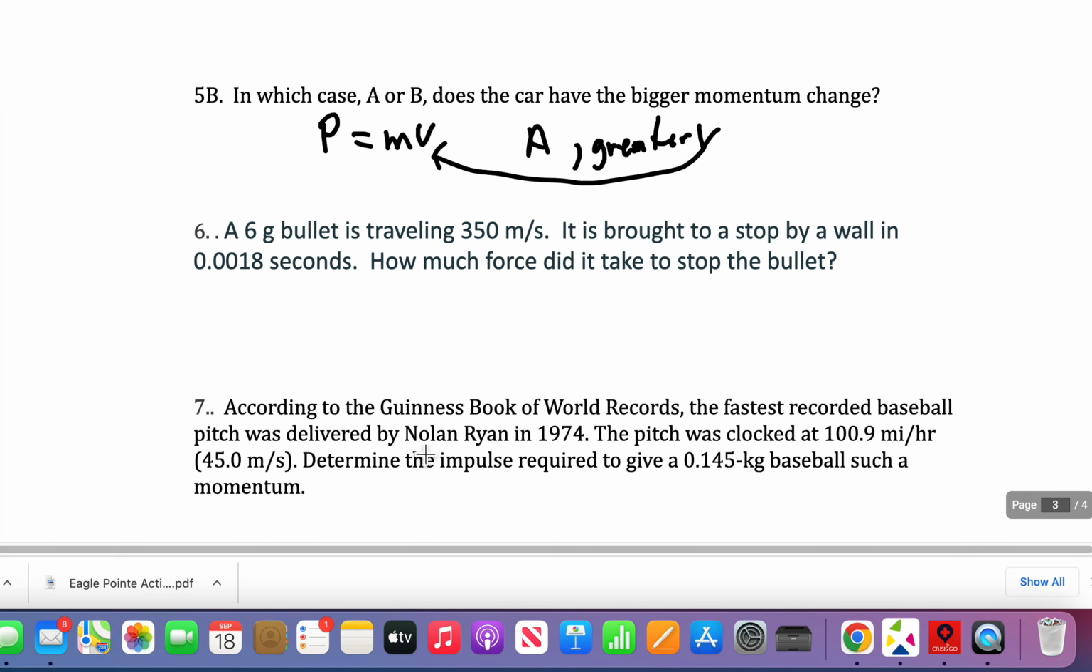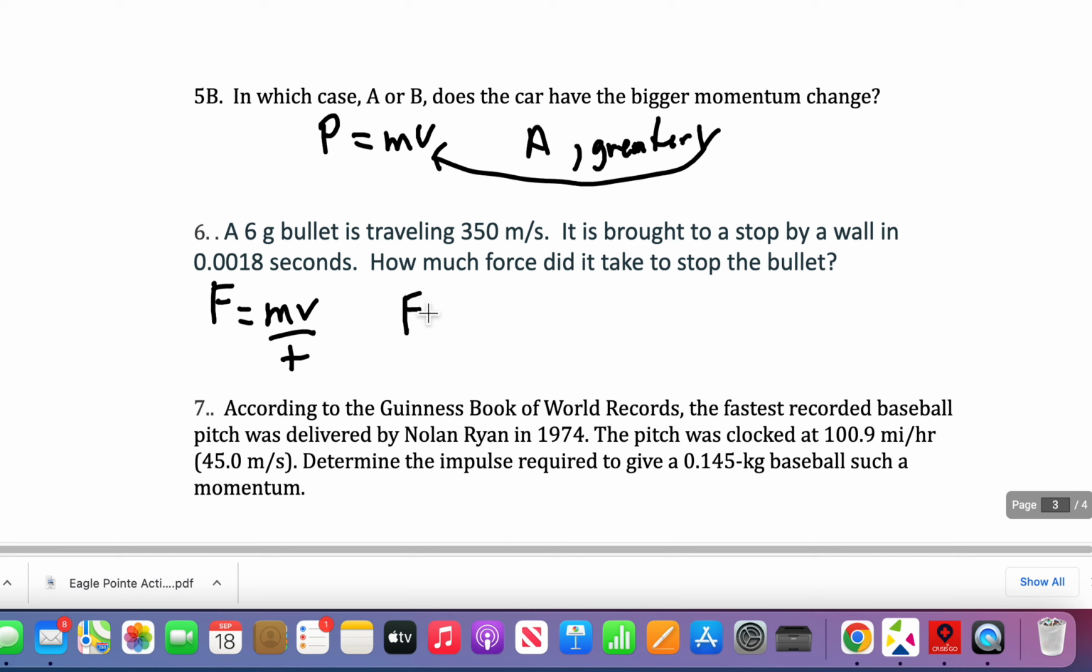Okay, number 6. A 6-gram bullet is traveling 350 meters per second and is brought to a stop by a wall in 0.0018 seconds. How much force did it take to stop the bullet? This equation will be on the board for you. So force is going to be equal to mass times velocity over time. What we're going to do is just plug the numbers in.